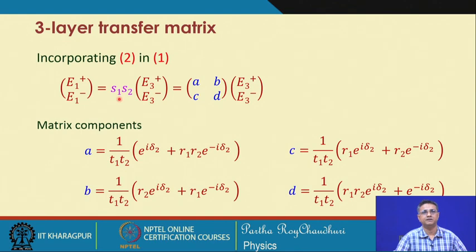And if we calculate this product of S1 and S2, because they are 2 by 2 matrices, the result will be another 2 by 2 square matrix, and the coefficients A, B, C, D can be calculated as this for A, B, for C and D. So, they will contain T1, T2, R1, R2 and delta 2.